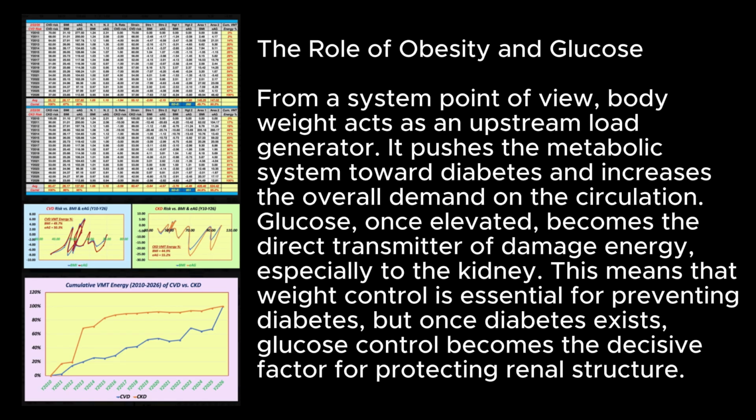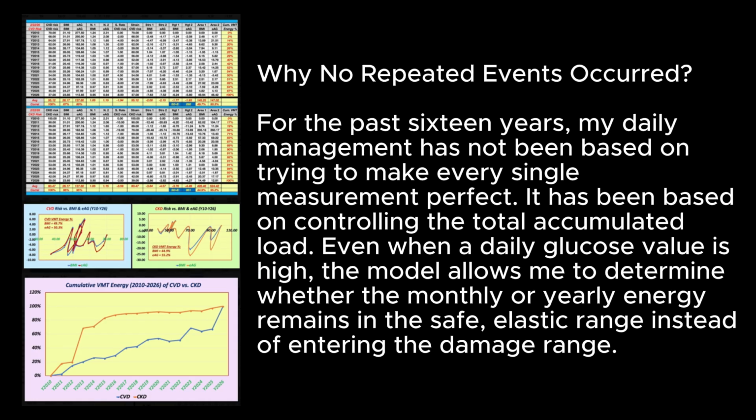The role of obesity and glucose. From a system point of view, body weight acts as an upstream load generator. It pushes the metabolic system toward diabetes and increases the overall demand on the circulation. Glucose, once elevated, becomes the direct transmitter of damage energy, especially to the kidney. This means that weight control is essential for preventing diabetes, but once diabetes exists, glucose control becomes the decisive factor for protecting renal structure.